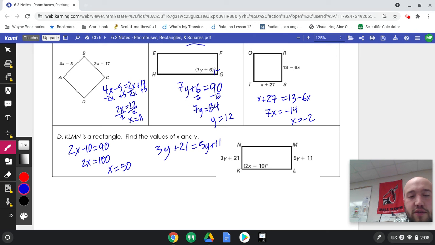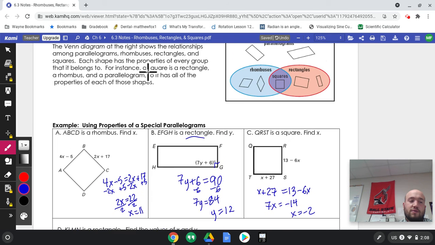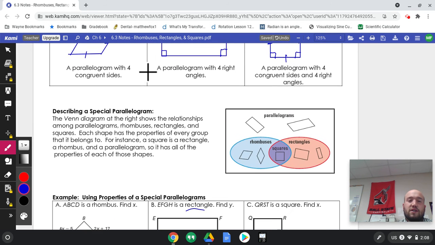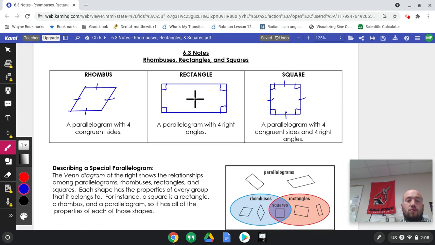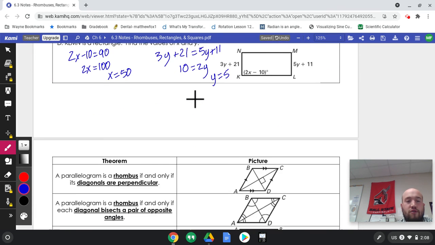Subtract the 11, subtract the 3y, we're left with 10 equals 2y. We'll divide and we'll get y equals 5. Now, these are our basic properties of these special parallelograms, the rhombus, the rectangle, and the square. Now we're going to talk about some theorems. These are things that also have to be true.